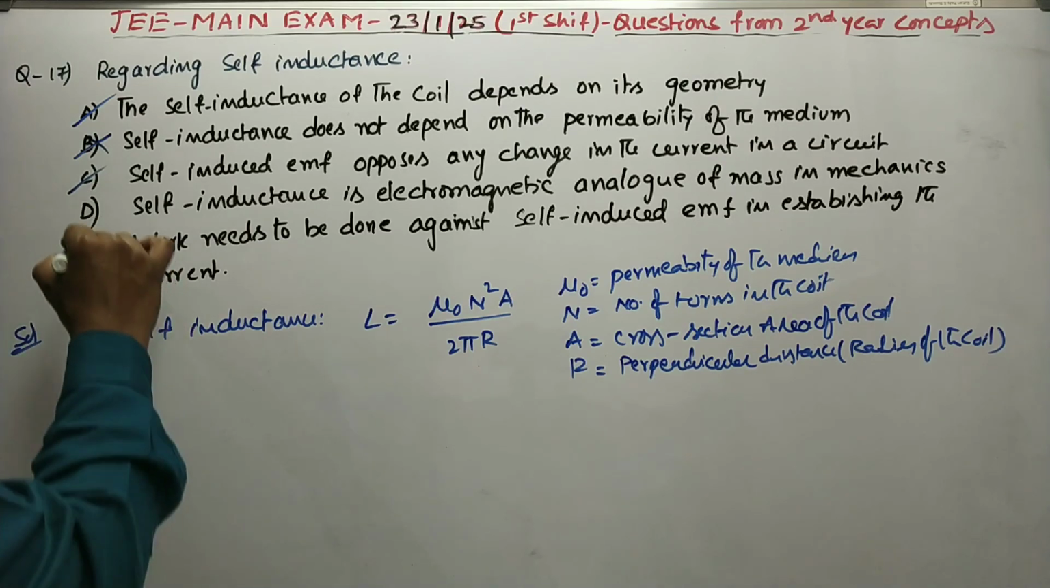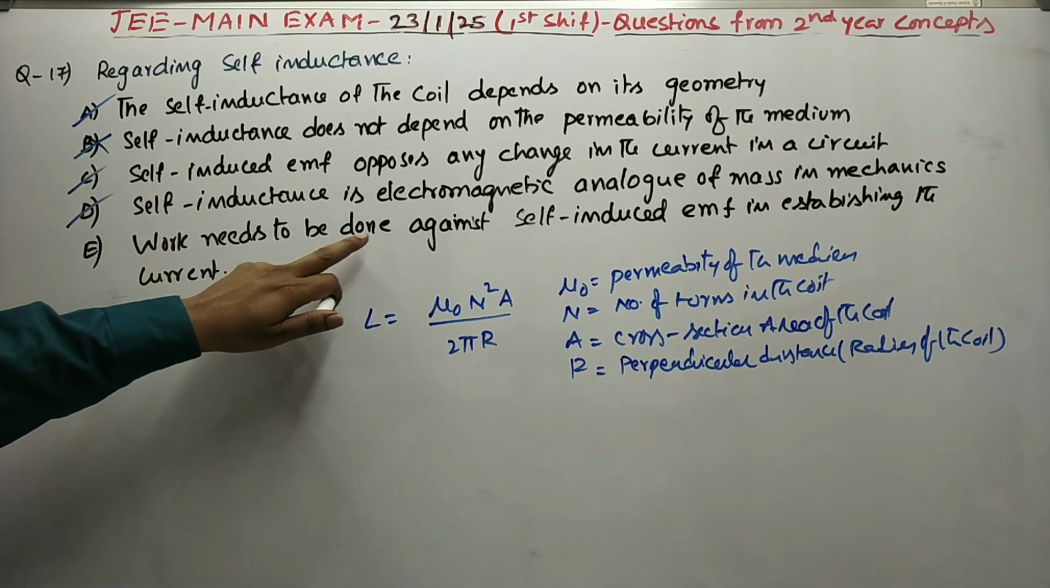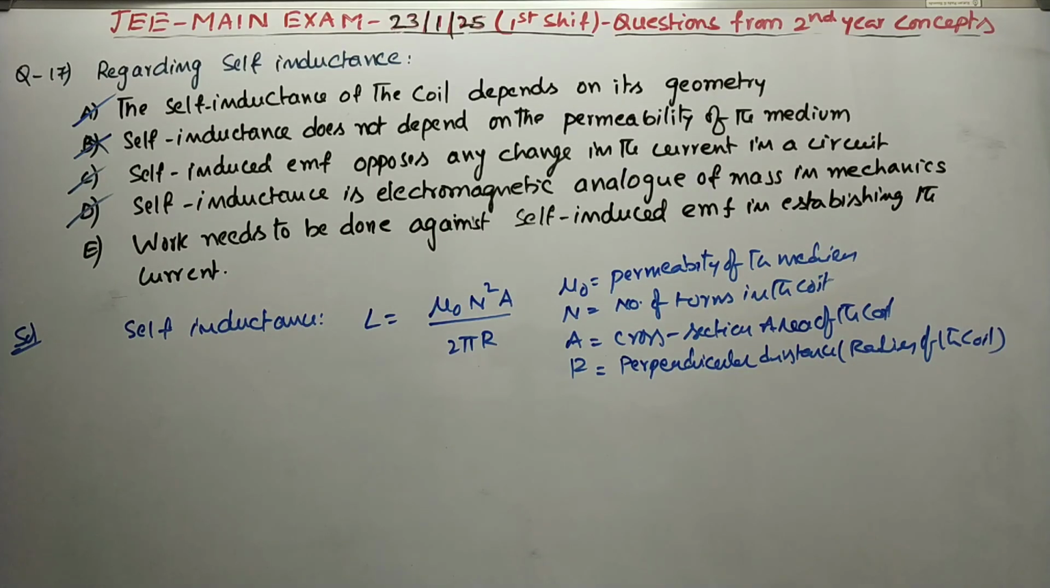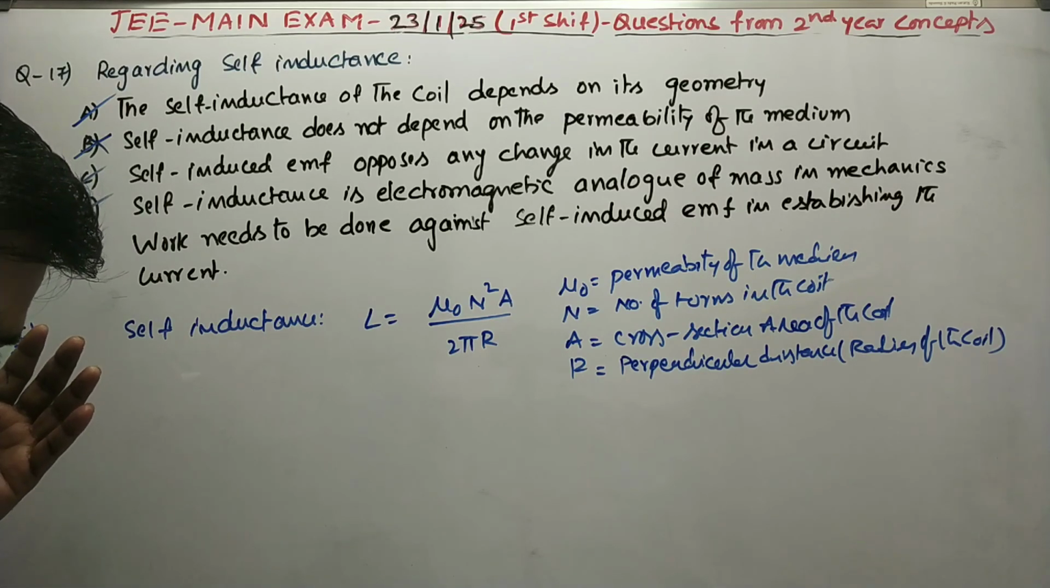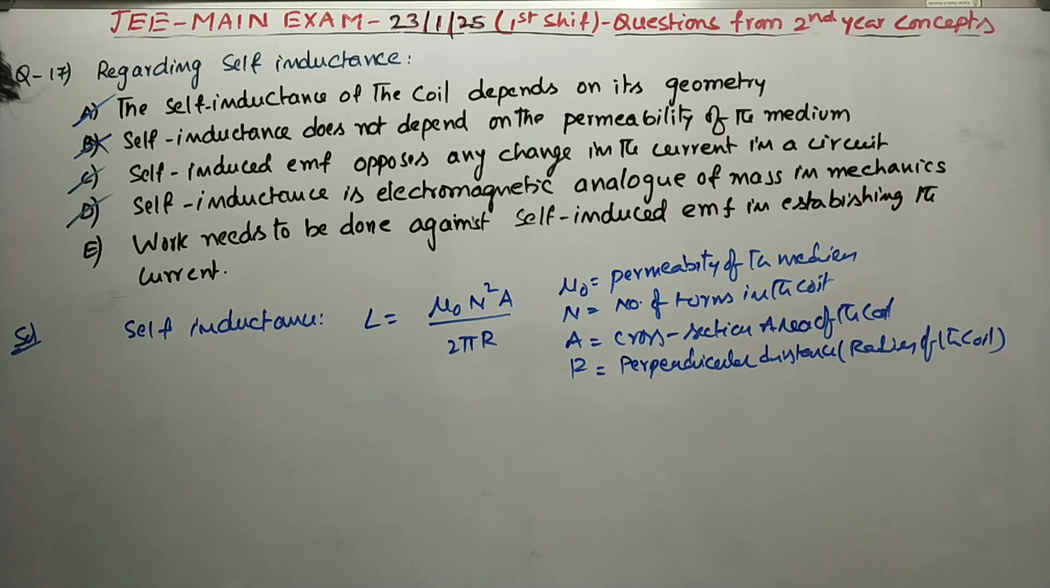Right. Next, option E. Work needs to be done against self-induced EMF in establishing the current in the circuit. It is correct. Due to change in magnetic flux, work is done by the coil itself, so it may be doing some work. Then only EMF is established inside it. So option E is correct. So from the given options, A, C, D, and E are correct. That is for this question.